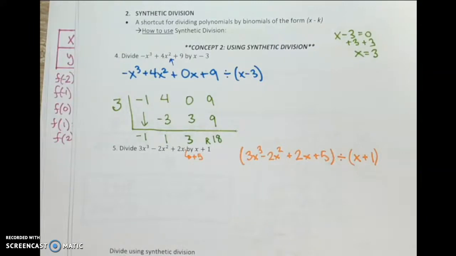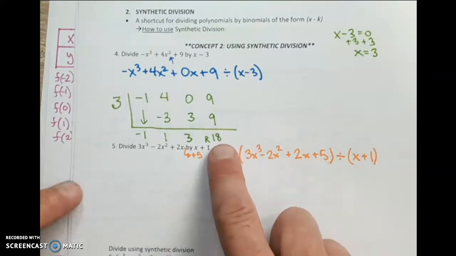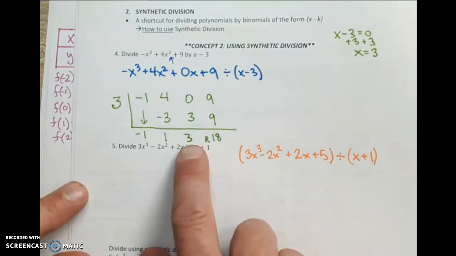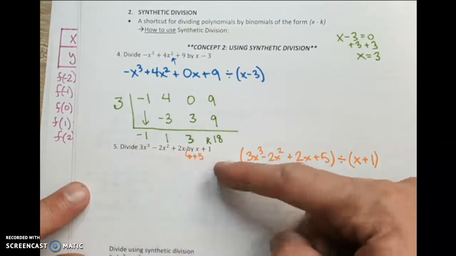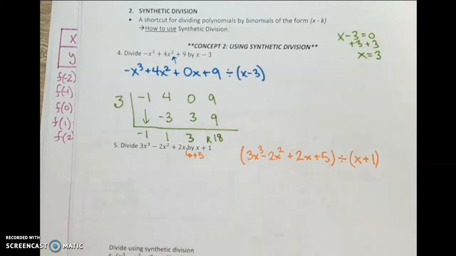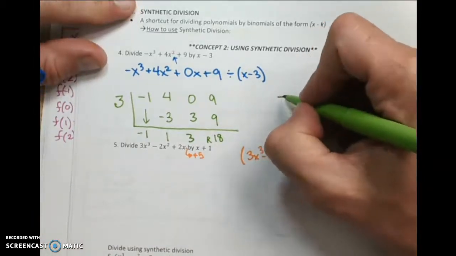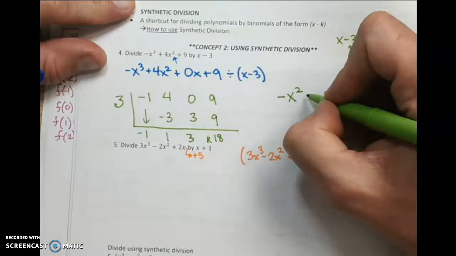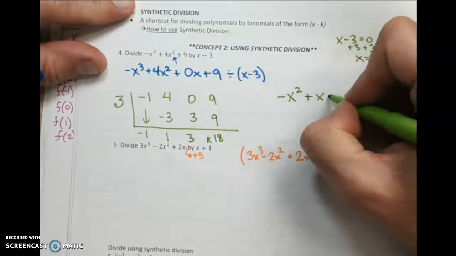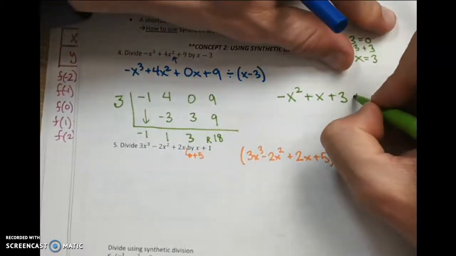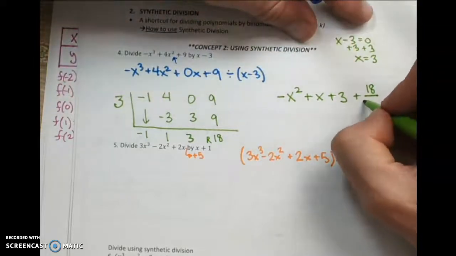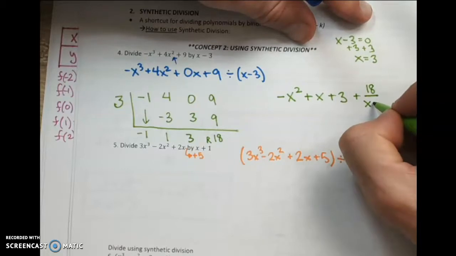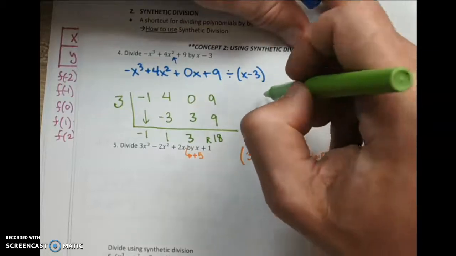So my answer is actually here, the remainder, and then it goes x to the 0 power, x to the 1 power, x squared. You're going to go backwards in the way you do that. So it's going to be negative x squared plus x plus 3 plus a remainder of 18 over my common denominator, x minus 3, or my denominator.